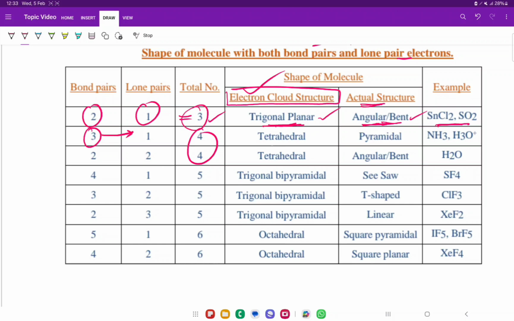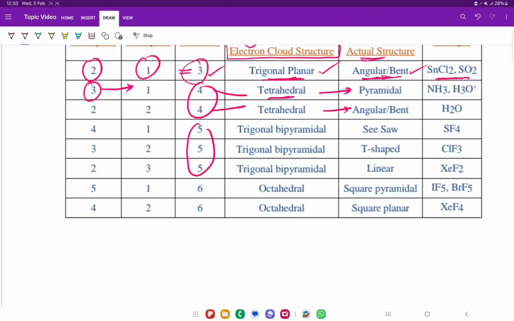Now, if a molecule has 4 electron clouds, and out of 4, 3 plus 1, that is 3 bond pairs and 1 lone pair, the electron cloud geometry is tetrahedral for all, but for 3 plus 1 it is trigonal pyramidal, and for 2 plus 2 it is angular. Same way for 5 electron clouds, the conditions are 4 plus 1, 3 plus 2 and 2 plus 3. All of them have an electron cloud geometry of trigonal bipyramidal because all of them have 5 electron clouds. But 4 plus 1 will have a seesaw shape, 3 plus 2 will have a T shape, and 2 plus 3 will have a linear shape.